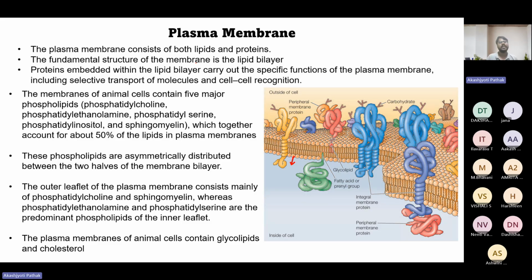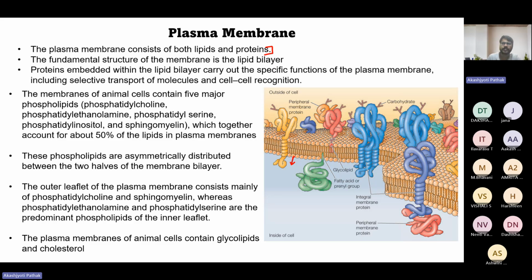So the plasma membrane consists of both lipids and proteins, and the fundamental structure is the lipid bilayer. The proteins are embedded within this lipid bilayer and carry out specific functions. So what is the function of the proteins? The function of the proteins embedded in the lipid bilayer is selective transport of molecules and cell recognition. There are different types of proteins, right? So there are channel proteins.